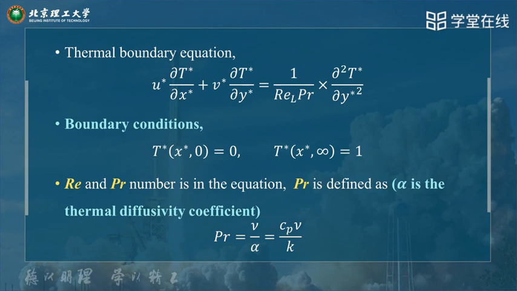For the thermal boundary layer equation, we make some changes. Every parameter becomes a parameter with a star, for example u star, T star, x star, v star, y star. But in this equation, two more numbers appear: the Reynolds number and the Prandtl number. The Prandtl number is defined as Pr equals mu over alpha, which is Cp mu over k. k is conductivity. Here mu is viscosity.